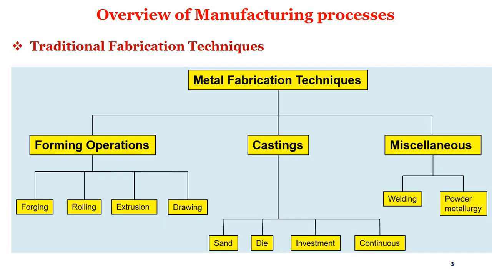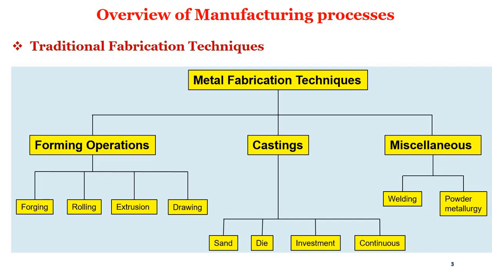The fabrication techniques can be classified in three main categories: forming operations, casting operations, and some miscellaneous operations like welding and powder metallurgy. In forming operation, first we have to heat the material. After heating, we have to apply tensile force, compressive force, bending force, or a combination of these forces. In this category, first we discuss the forging process. In forging, we compress the metal by applying compressive force using two dies, top and bottom die. The forged product has strong strength and toughness.